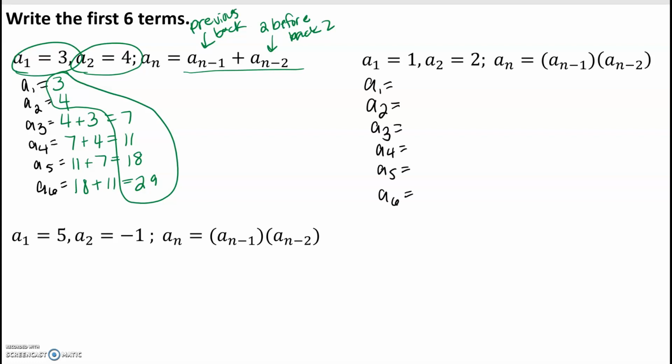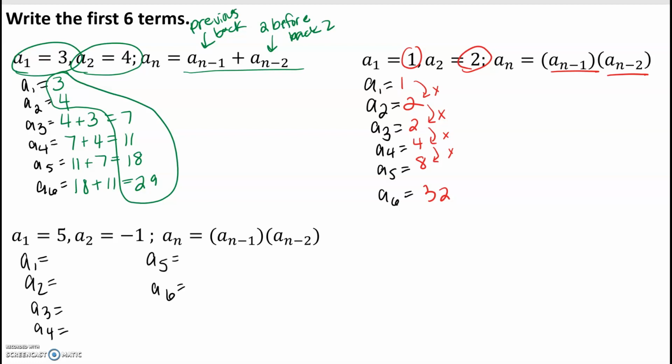Okay, for our next problem, again, we are writing the first 6 terms. It gives me the first 2, 1 and 2, and it says this time I'm going to multiply those together. So 1 times 2 gets me 2, 2 times 2 gets me 4, 2 times 4 is 8, 4 times 8 is 32. Okay, so there would be my list, so you're taking those and multiplying each time by that next number.